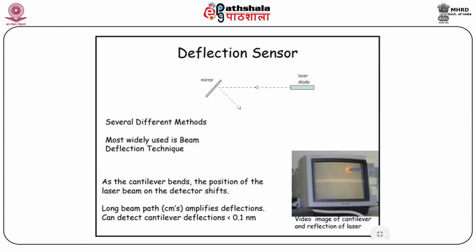Deflection sensors have been shown. Several different methods are there. Most widely used is the beam deflection technique. Here, a laser sends rays to a mirror, and that gets deflected onto the sample, and then goes to a position-sensitive photodetector, which is analyzed depending upon the reflections. As the cantilever bends, the position of the laser beam on the detector shifts. The long beam path amplifies deflection, so it can detect cantilever deflections even less than 0.1 nanometers. Video imaging of the cantilever and tip can be seen on the monitor screen.